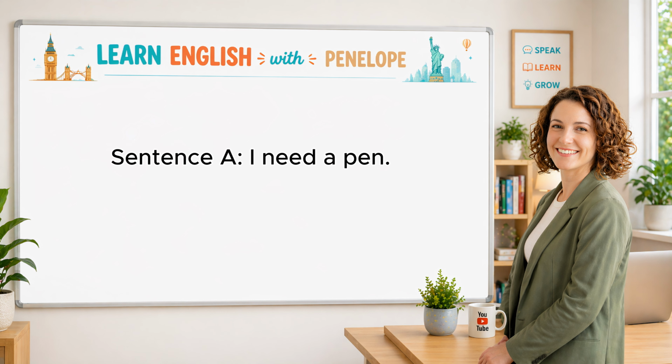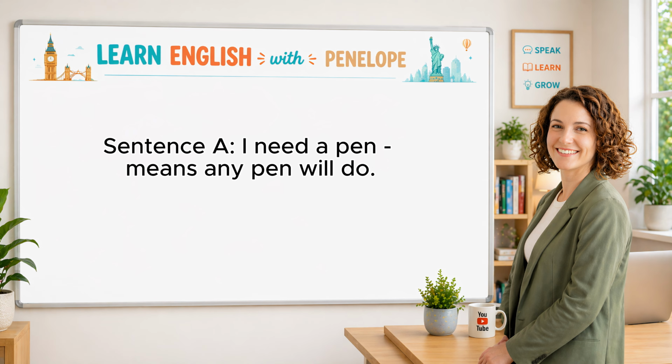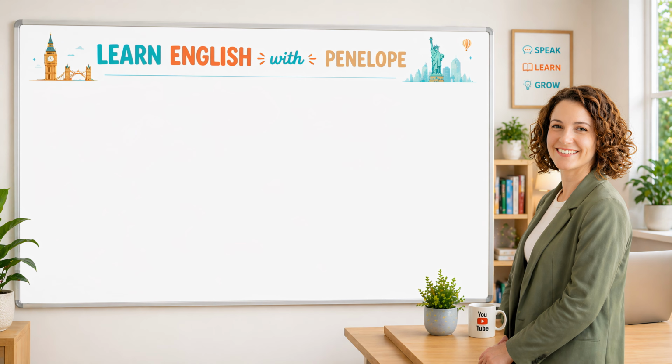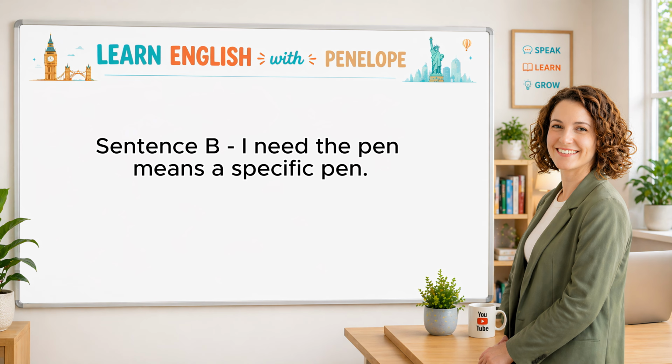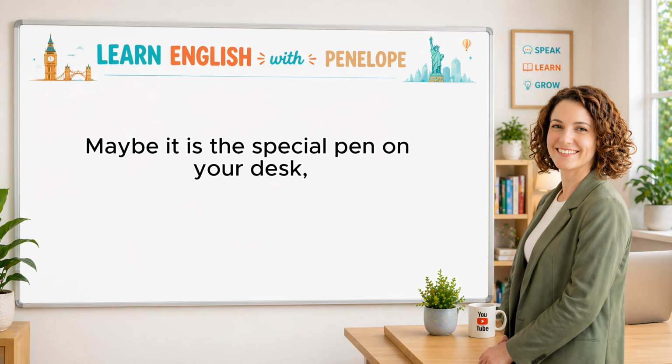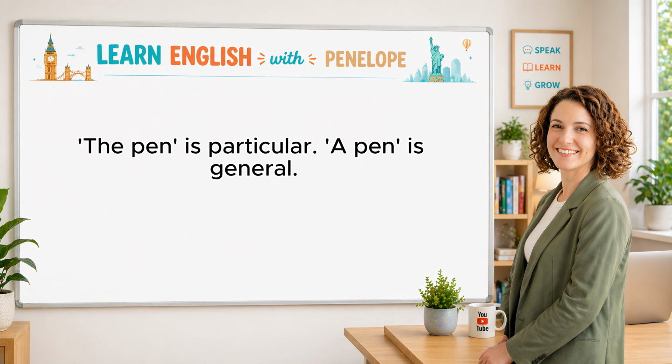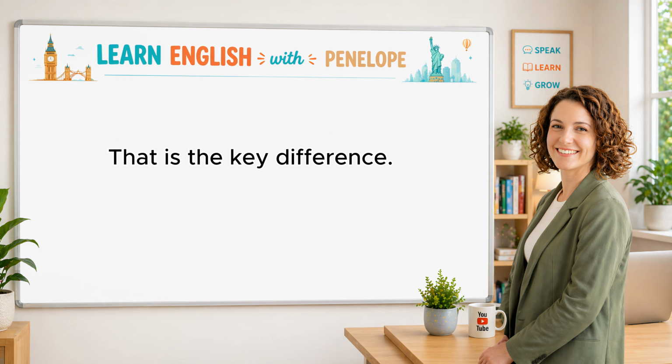Sentence A, I need a pen. Sentence B, I need the pen. Sentence A, I need a pen, means any pen will do. Please give me any pen. I just want to write something. Sentence B, I need the pen, means a specific pen. Maybe it is the special pen on your desk, or the pen we were just talking about. The pen is particular. A pen is general. That is the key difference.